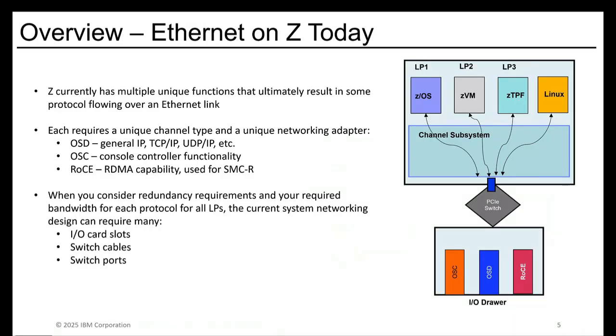So let's look at Ethernet today. Z currently has several Ethernet cards or adapters. And you'll see the operating systems are z/OS, z/VM, TPF, or possibly Linux. We have several forms of OSA, or networking, we should say, that flow some protocol to get onto a LAN. And each requires a unique channel type and a unique network adapter. For the networking team, we think of it as OSD, which supports general IP, which is things like TCP/IP or UDP. We have a console controller functional card, which is a separate Ethernet card. And we also have a separate card for RoCE, for RDMA protocols, such as SMC-R.